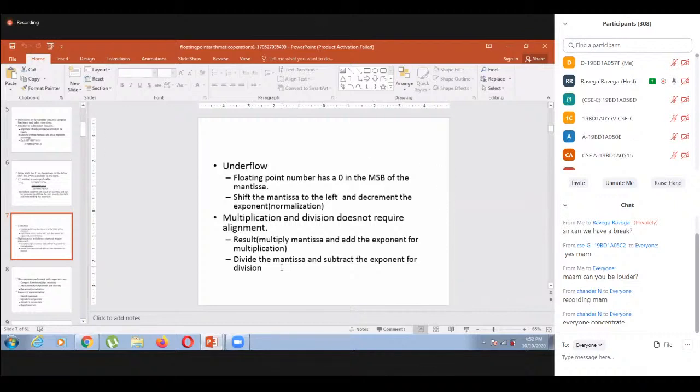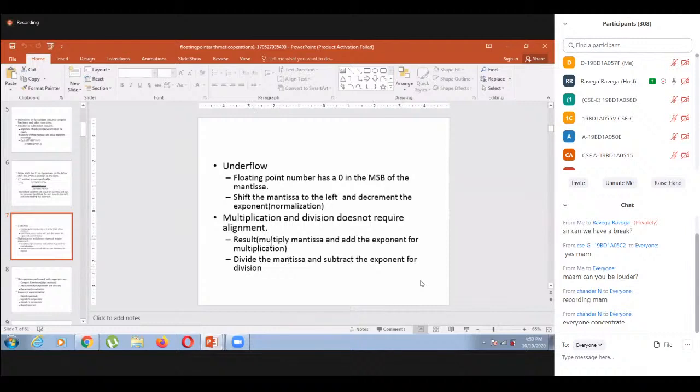Coming to the division, how is division done? The division is accomplished by dividing the mantissas and subtracting the exponent values. That is the procedure for division.